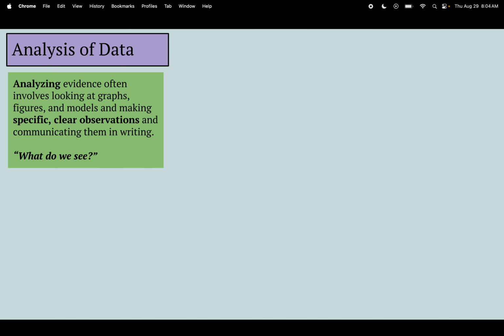This is going to be looking at graphs, figures, models, and making really specific, clear observations and communicating about them in writing. When I say specific, we're talking about nouns, we're talking about locations, we're talking about numbers. We're not talking about little or lots or some. We want to be as specific in terms of numbers or statistics or locations as possible. And we want to be very clear with what we're stating in terms of the outcomes, of the differences, of the trends, of the patterns. Are things getting bigger or smaller? That's what we mean when we say analyzing.